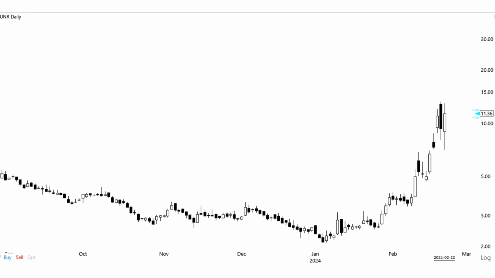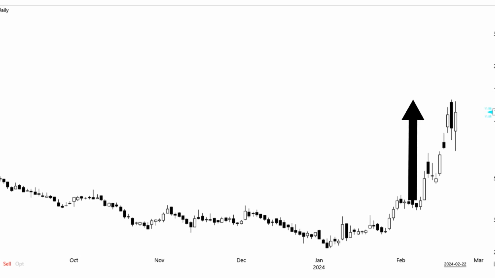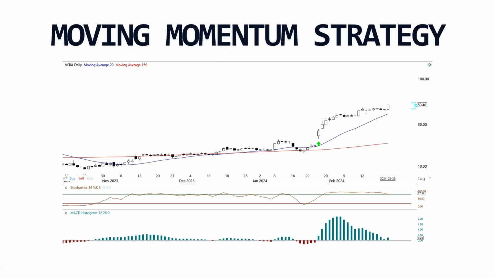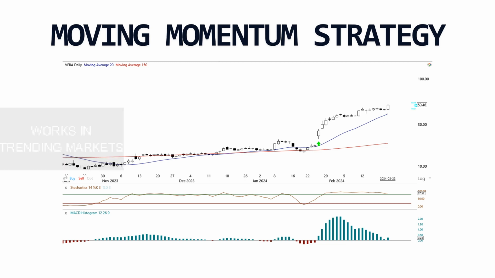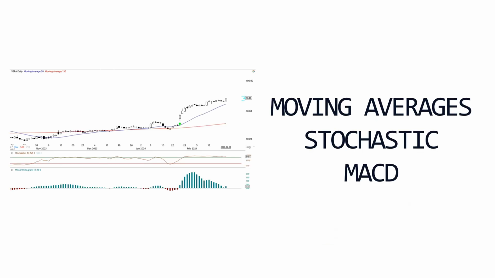Do you ever wonder how traders capitalize on those rapid price movements that you see? Well, today we're going to look at a pretty powerful strategy. It provides a roadmap to profit from trending markets, and it's called the moving momentum strategy. This strategy is going to assist you in capitalizing on some really good price movement. We're going to use moving averages, a stochastic oscillator, and a MACD-Histogram. And it's a really great strategy because it does provide a structured framework for making trades.